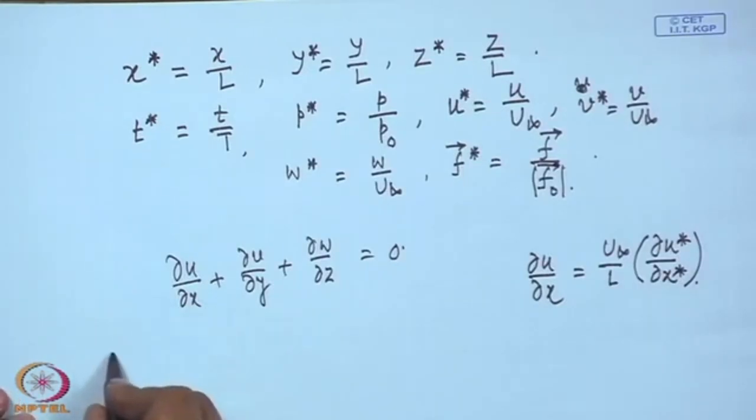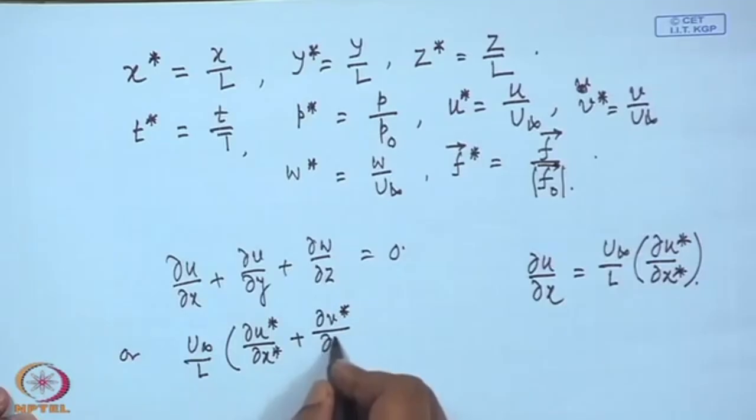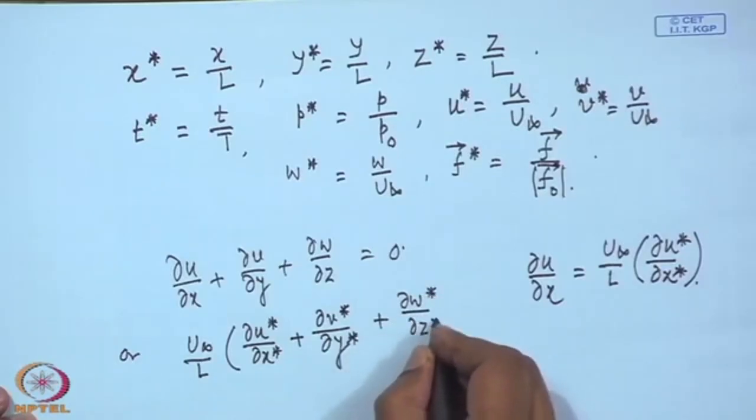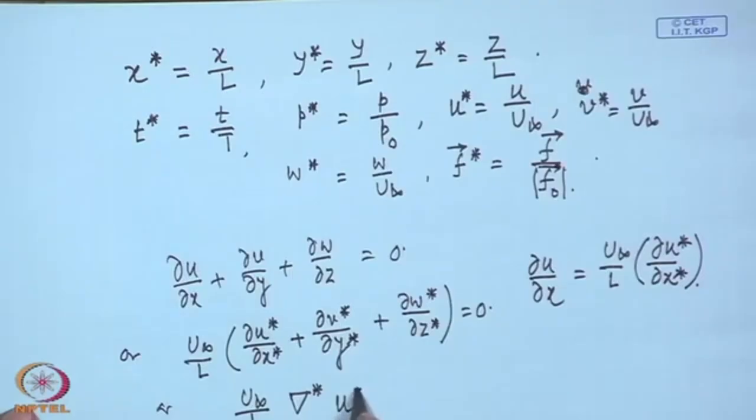So, this entire equation you can write in the standard vectorial notation. Once again this divergence is calculated with respect to x star, y star, z star.